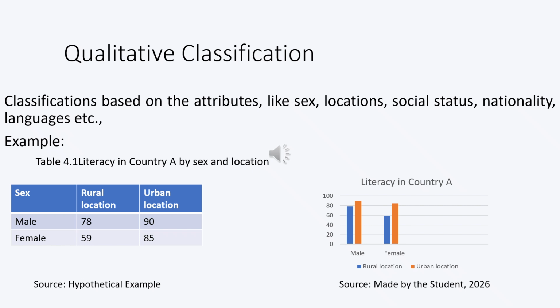In the graph on the right hand side, we can see the male and female based on the rural location presented. Here we find male in the rural location is 78 and female in the rural location is 59, given by the blue bar in the graph, and male in the urban location is 90 and female in the urban location is 85, which is given by the orange bar in the graph itself.